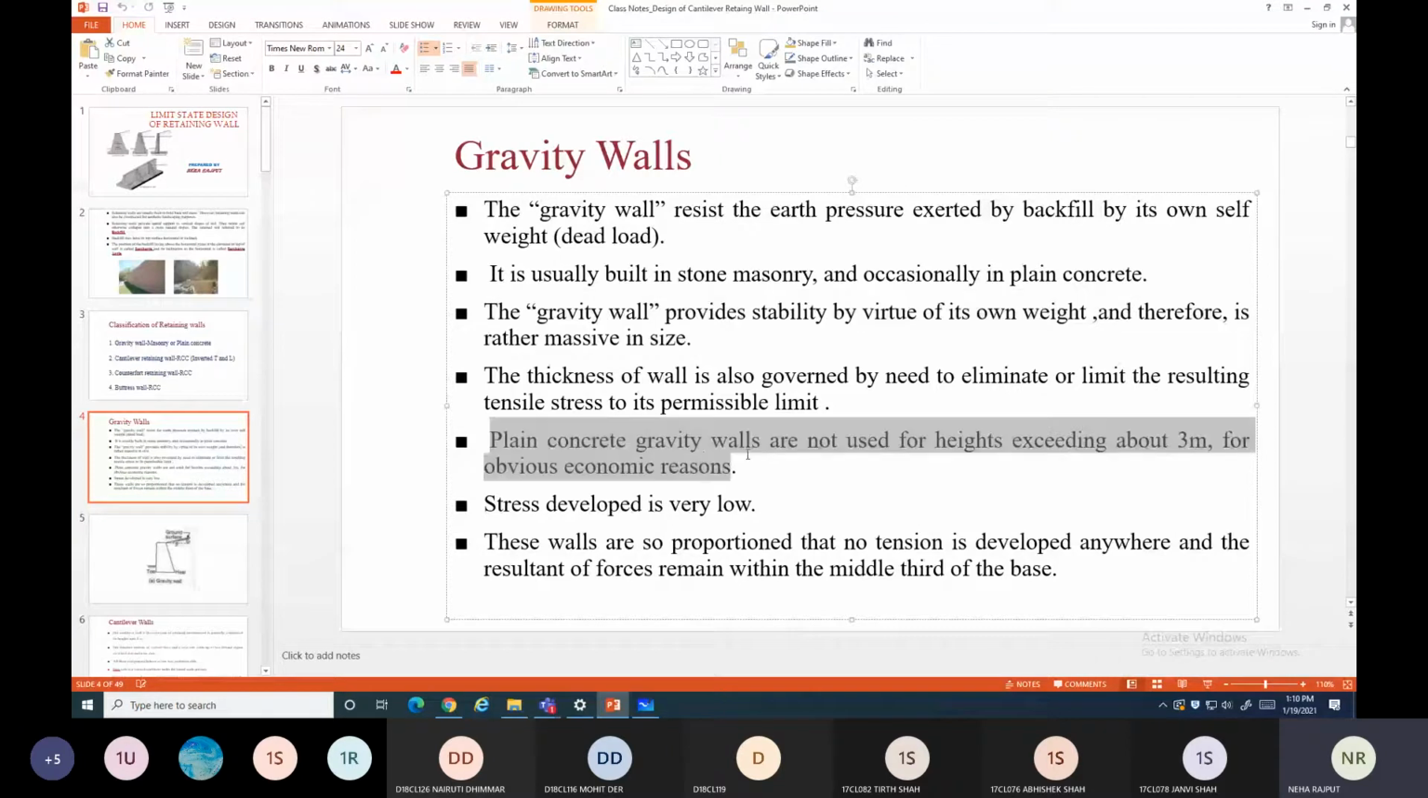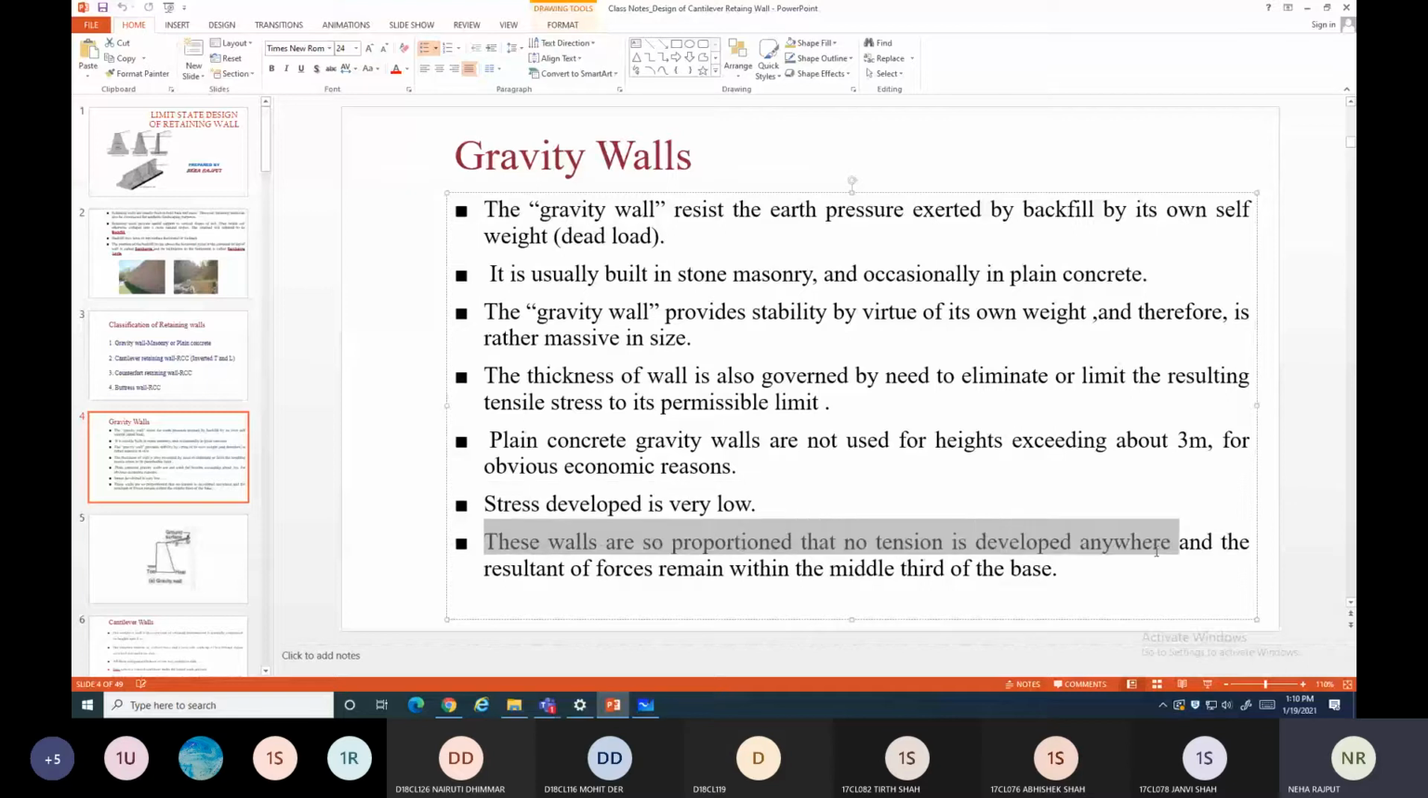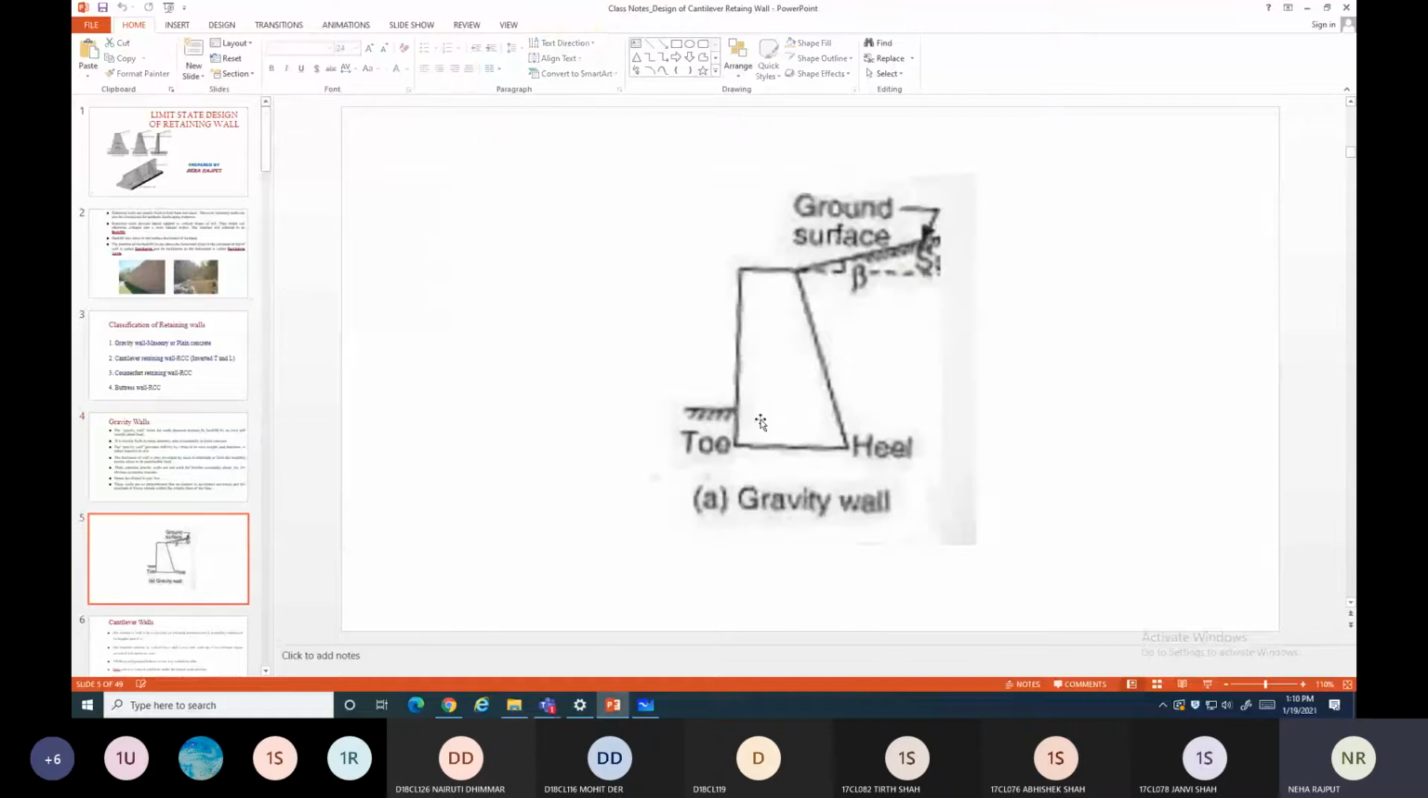The plain concrete gravity walls are not used for heights exceeding about 3 meters, for obvious economic reasons. Stress developed is very low, and these walls are so proportioned that no tension is developed anywhere, and the resultant of forces remains within the middle third of the base. This means the requirement of tension resistance is not there in a gravity wall. That's why only plain concrete is required to resist the forces. So this is the gravity wall.